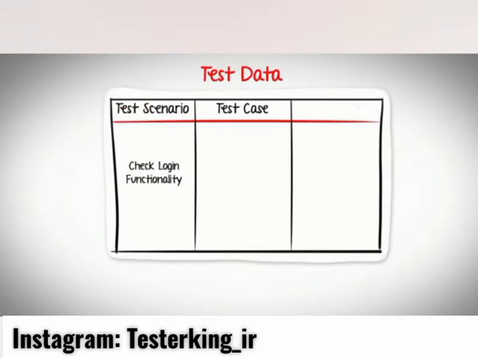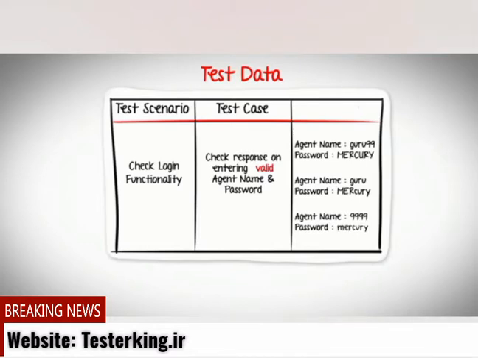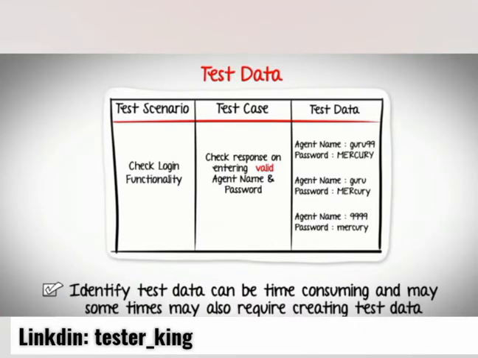Now just consider the test case, check response on entering a valid agent name and password. It's obvious that this test case needs input values, agent name and password. This is nothing but test data. Identifying test data can be time-consuming and may sometimes require creating test data afresh. For that reason, it needs to be documented.